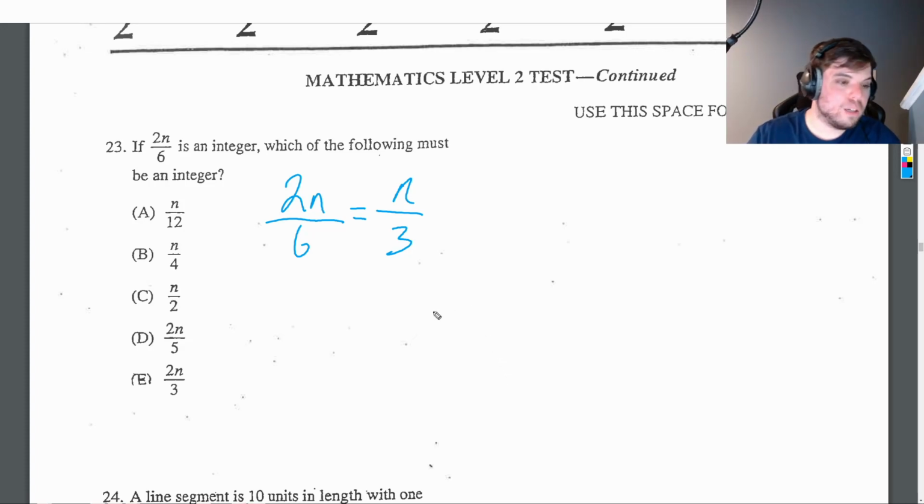So, if n over 3 is an integer, does that directly imply that any of these are integers? Does that imply that n over 12 is an integer? No, because pretend that n is 3. Then 3 divided by 3 is 1, but 3 divided by 12 is not an integer. N over 4, no, not at all. Pretend n was 3, then that's a counterexample. N over 2.